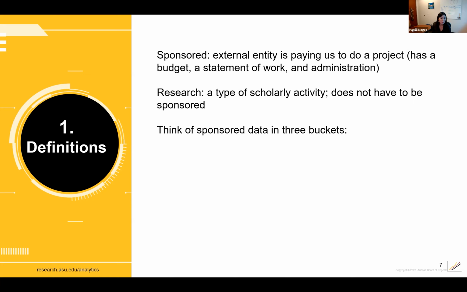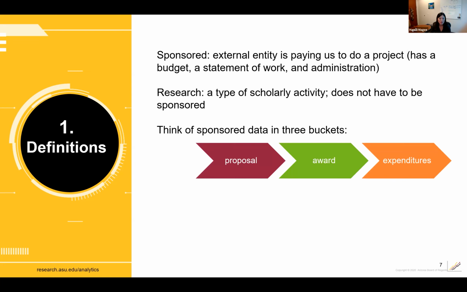All right, so diving into sponsor data, because sponsor data is routed through the ERA, and that is the data that is in our ASU research schema. You have to think of the data in three buckets. There's proposals, awards, and expenditures. So a proposal is something you're going to be writing and going to a sponsor and saying, I want to do this, here's my proposal, please give me the money.